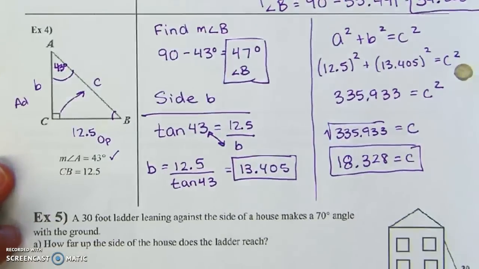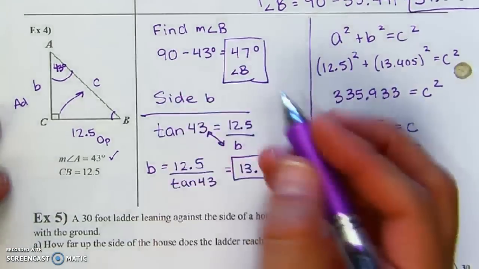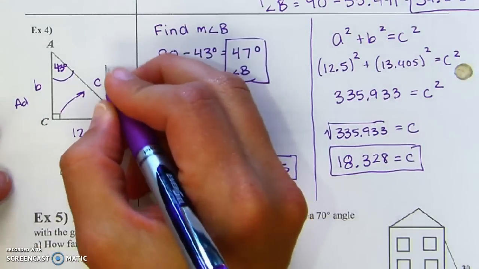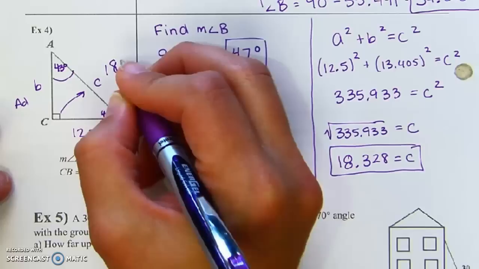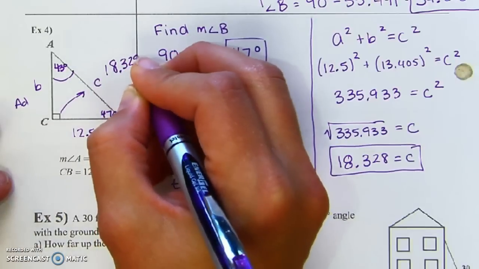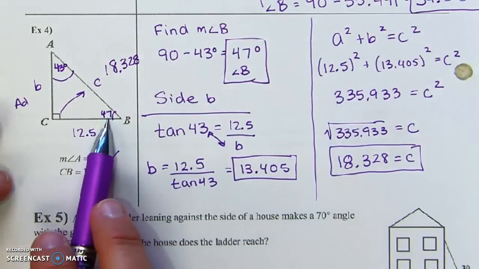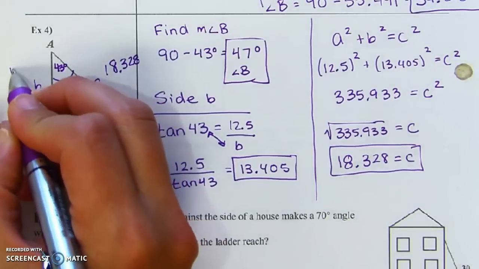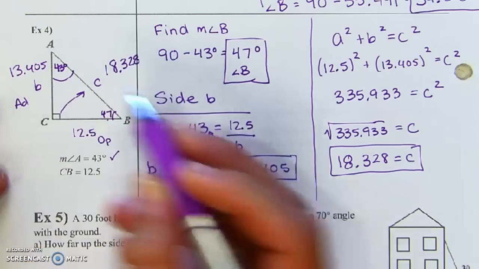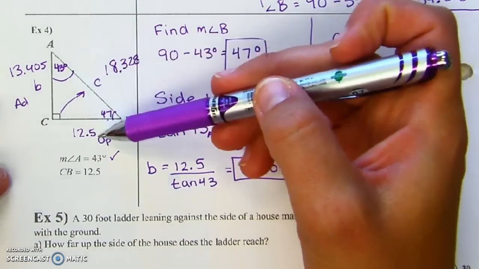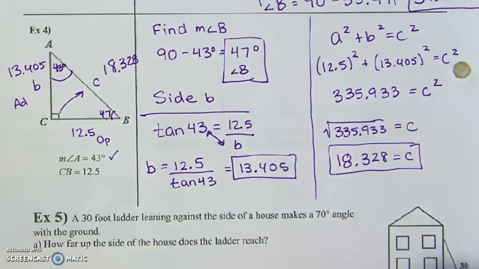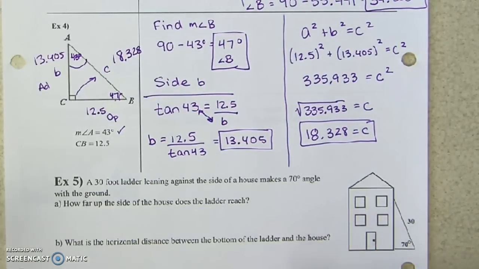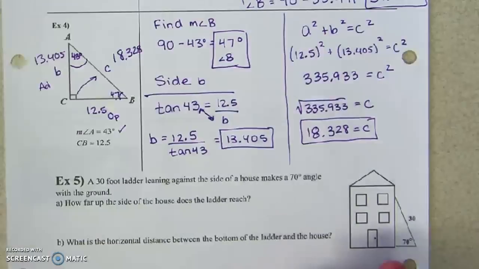How do we know these are right? This is my favorite little trick from geometry, is that the biggest angle will be across from the biggest side. So the 90 degrees is across from the 18. That's good. And then the middle angle, 47, will be across from side B, which is 13.405. And then the smallest angle, 43, is across from the smallest side. That's a little check. You could have used trig to find angle C if you wanted to. But there we go, that's solving a triangle.